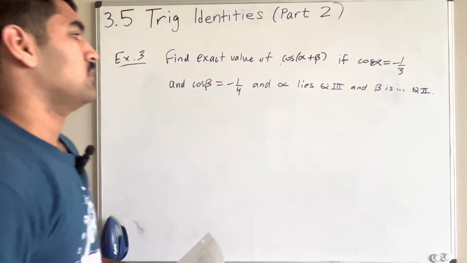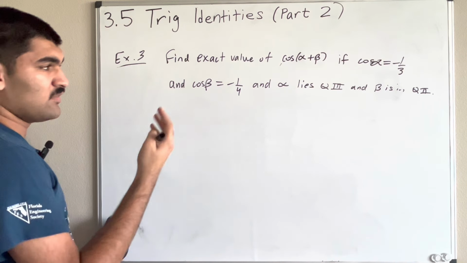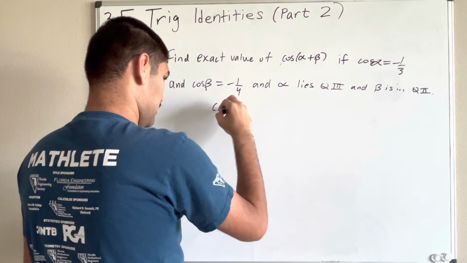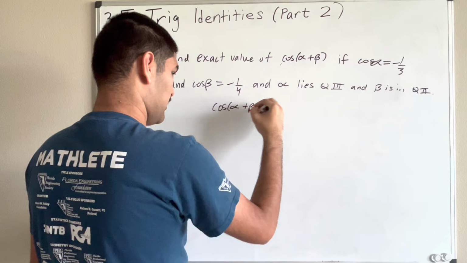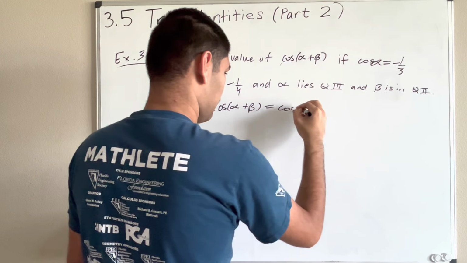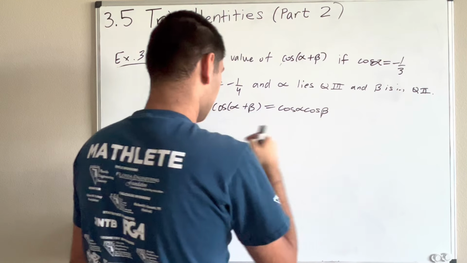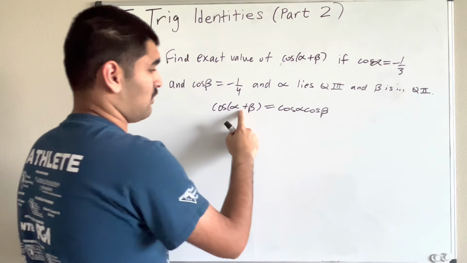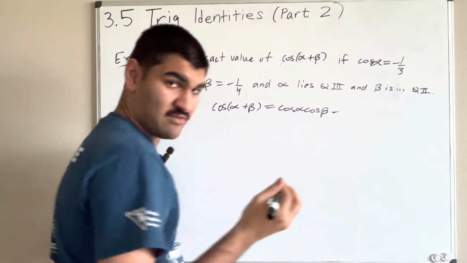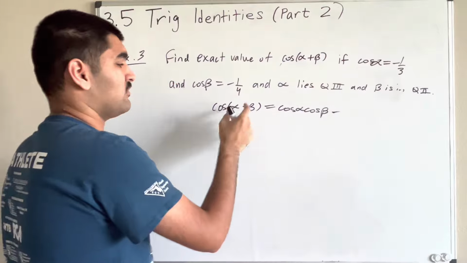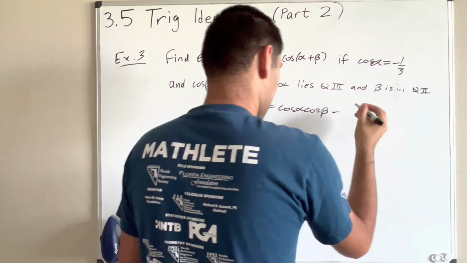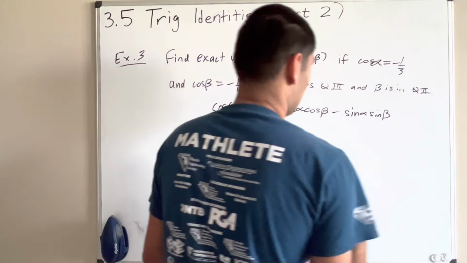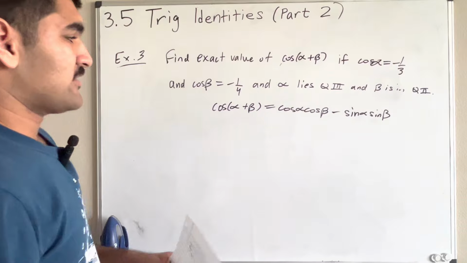All right, so to begin this problem, let's just write down the identity for cosine alpha plus beta. We know that cosine alpha plus beta is equal to cosine alpha cosine beta, right? Because C means we have both the cosines, and then O is opposite sign. So this is actually going to be minus. And then S means we have both the sine terms. So then we have sine alpha sine beta. All right, so that's our identity.